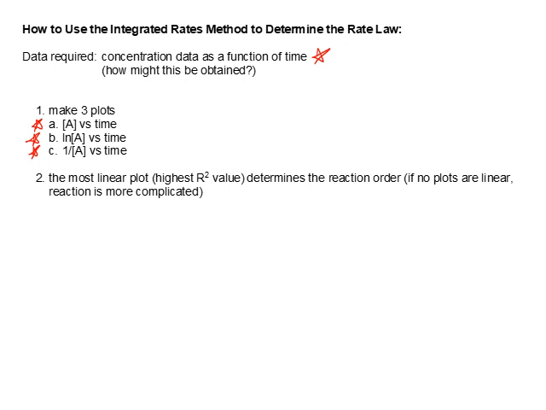We'll then compare these three plots to decide which is the most linear. The most linear graph will be the one that has the highest R-squared value when you do a trendline fit. The graph that is the most linear will be the one that determines the reaction order.